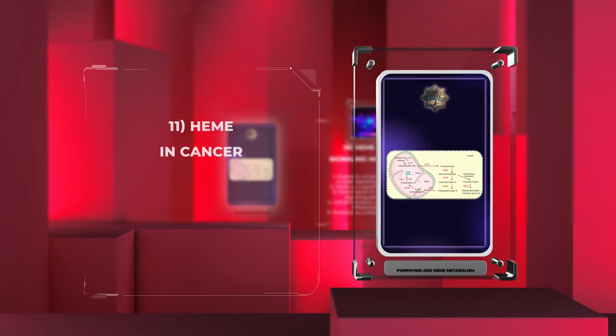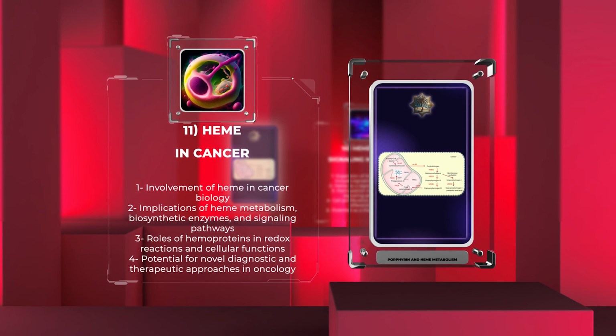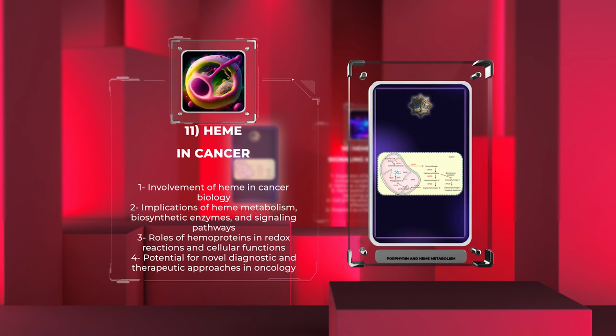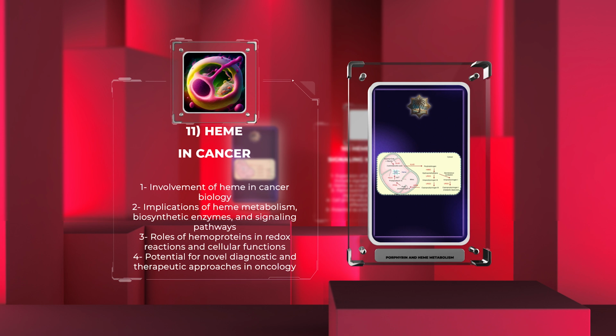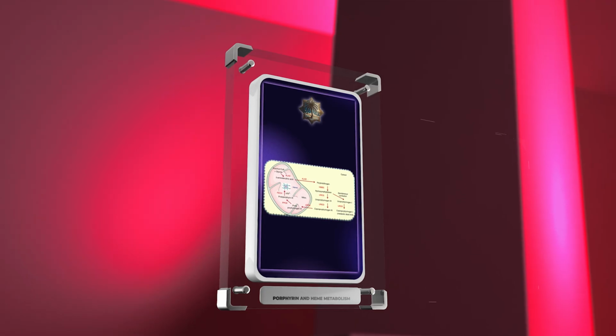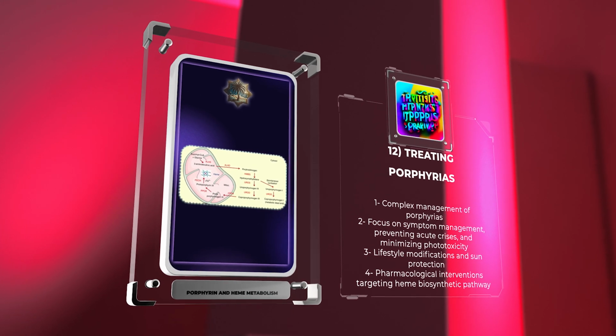Unraveling the multifaceted relationship between heme and cancer is an area of active research. Heme metabolism, biosynthetic enzymes, and signaling pathways have been implicated in both cancer promotion and suppression. Hemoproteins, such as cytochromes, also play critical roles in redox reactions and maintain normal cellular functions. An in-depth understanding of heme's involvement in cancer biology may pave the way for novel diagnostic and therapeutic approaches in oncology.